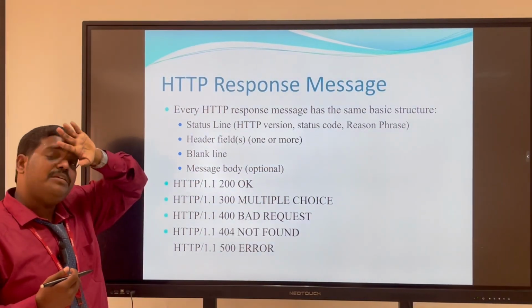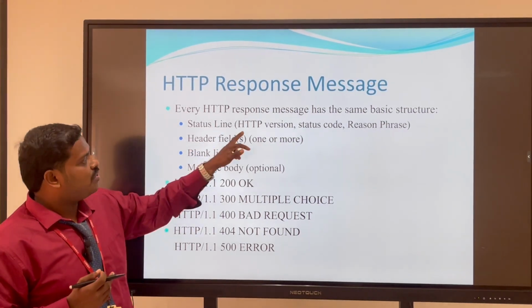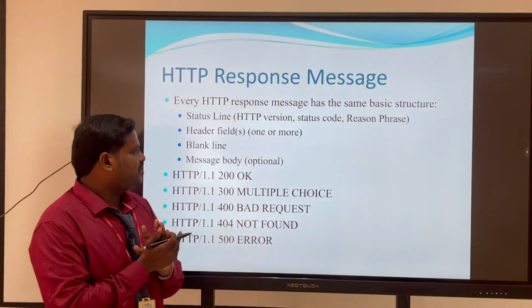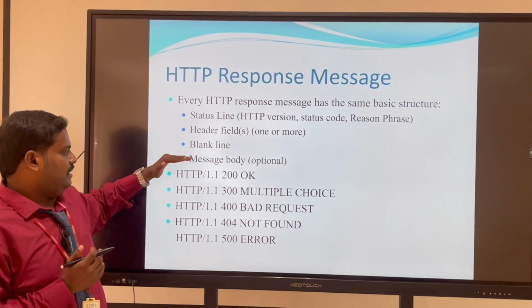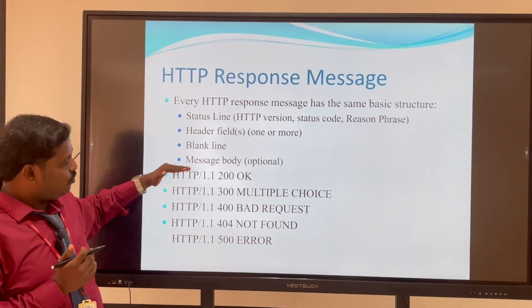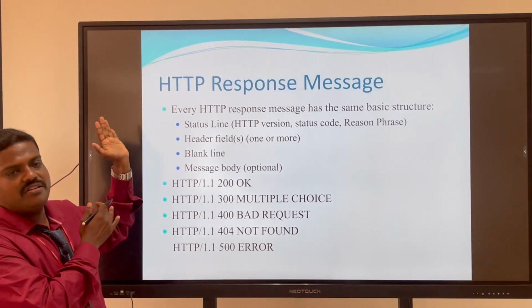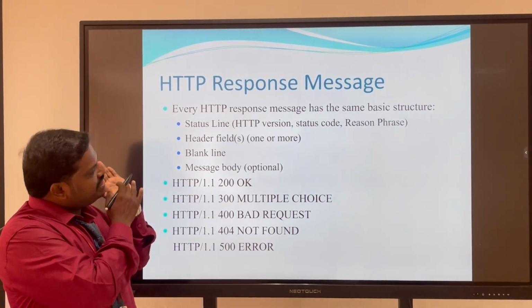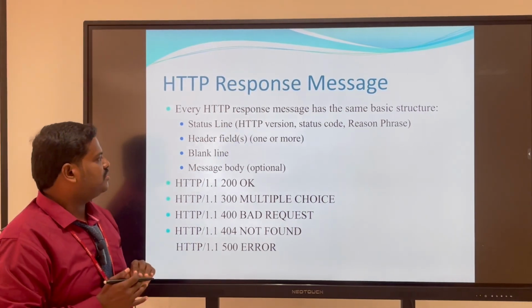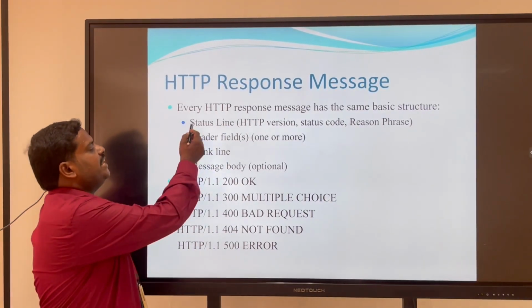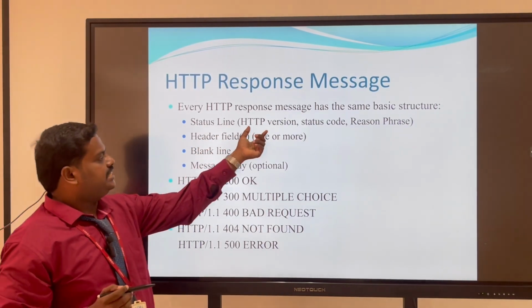Next one is the HTTP response message. Every HTTP response message has a basic structure: the first is the status line, the second is the header field, the third is a blank line, and the fourth is the message body. That is the basic concept. The same concept we use in the HTTP request message, the same logic, we use in the HTTP response message. The only difference is that the status line differs. The status line starts with the HTTP version.